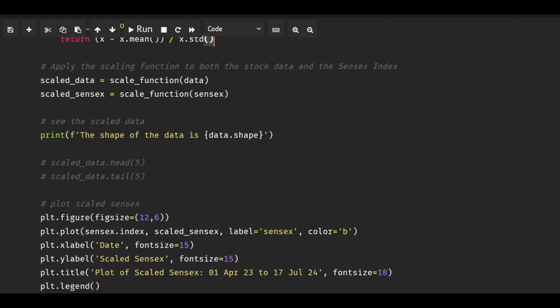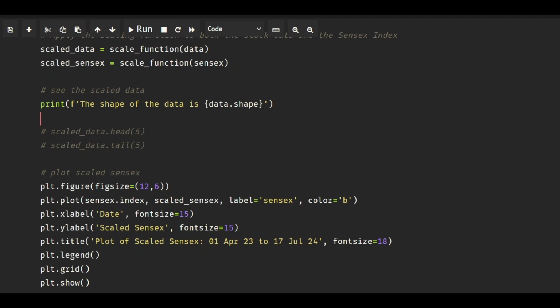And then I'm going to plot both the data and the scaled Sensex. Remember, the Sensex is also having very large numbers like 80,000 and so on and so forth. So that also needs to be taken care of. Hence, both these things are scaled. And let's have a look at the data now.